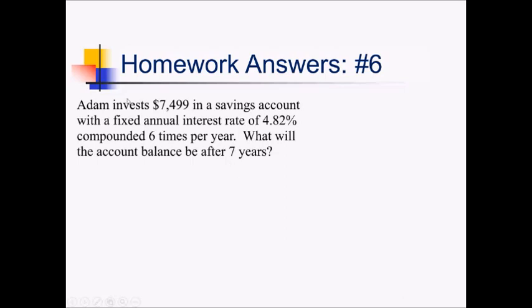On this problem, we have Adam investing $7,499 in an account with 4.82% interest compounded 6 times a year. We want the balance after 7 years. It's not continuous compounding, so that's PB to the T we're using. For the B value, we have 1 plus my interest rate expressed as a decimal, so 0.0482. We're compounding 6 times a year, so that's the K value I'm putting down there, and raising it to the same K value. Use the calculator now to figure out the B value.